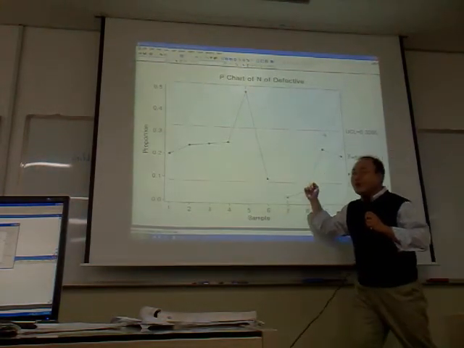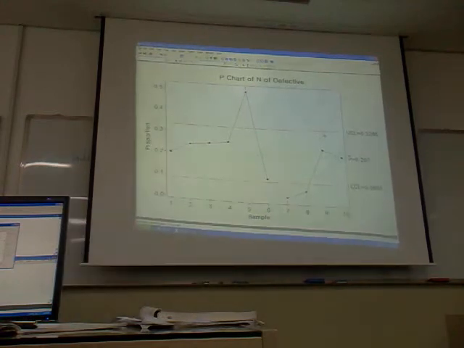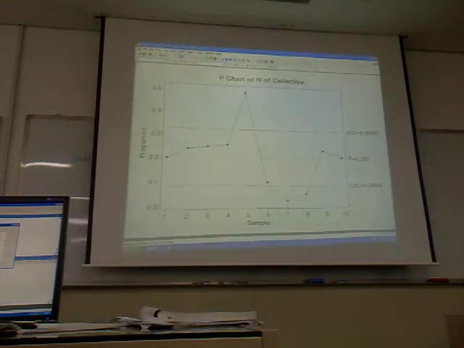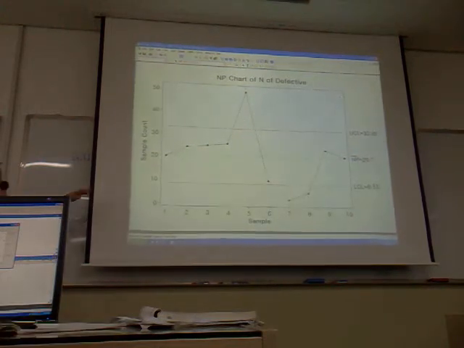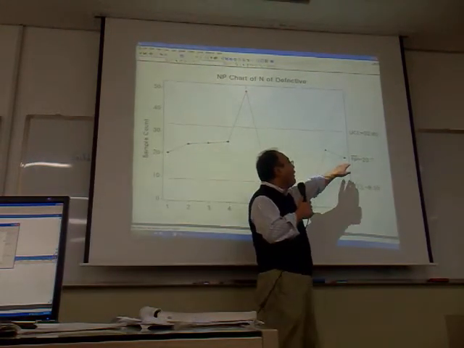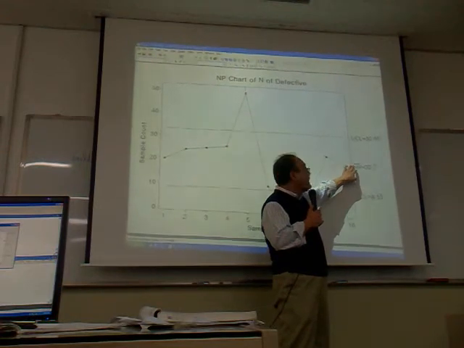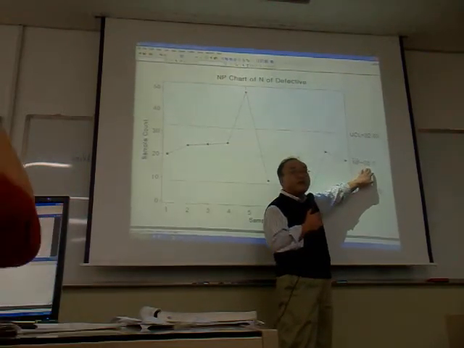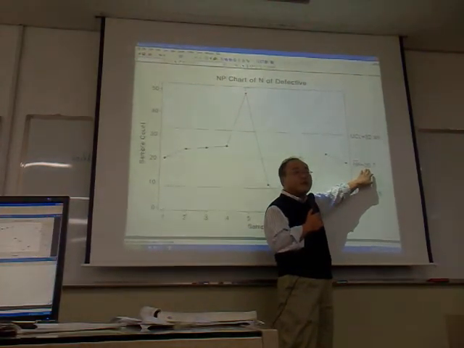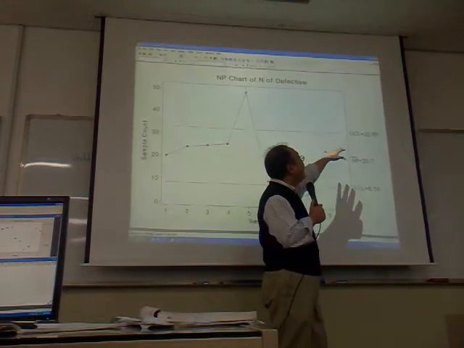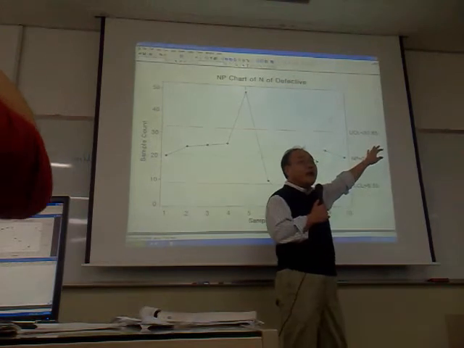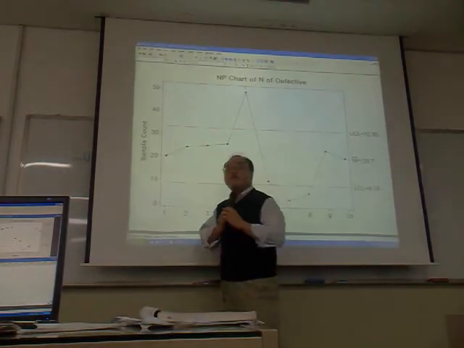Right? So when you compare with the NP chart here, this is what? The mean of defective is 20, right? That is the center. Got it? The UCL, upper control limit, how much? 32.85. That is the upper control limit.